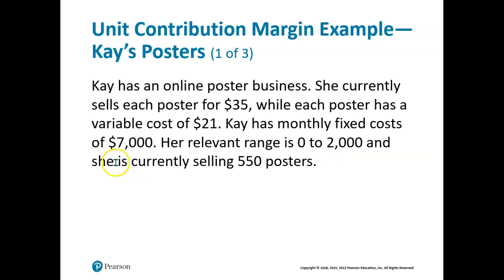Generally, you're not going to have to worry about the relevant range, okay? It'll be in there, so you just know in the beginning that it's got to be within the range before you need another plant or more fixed costs.